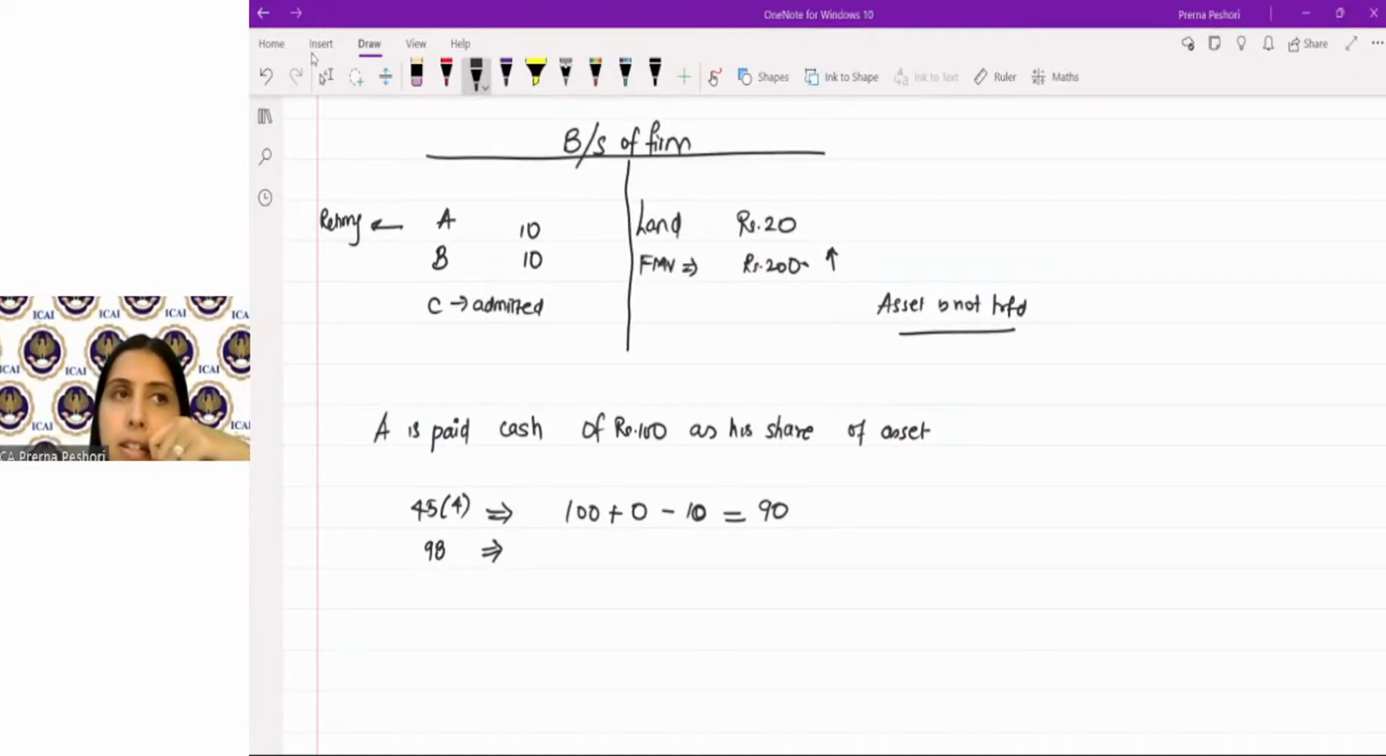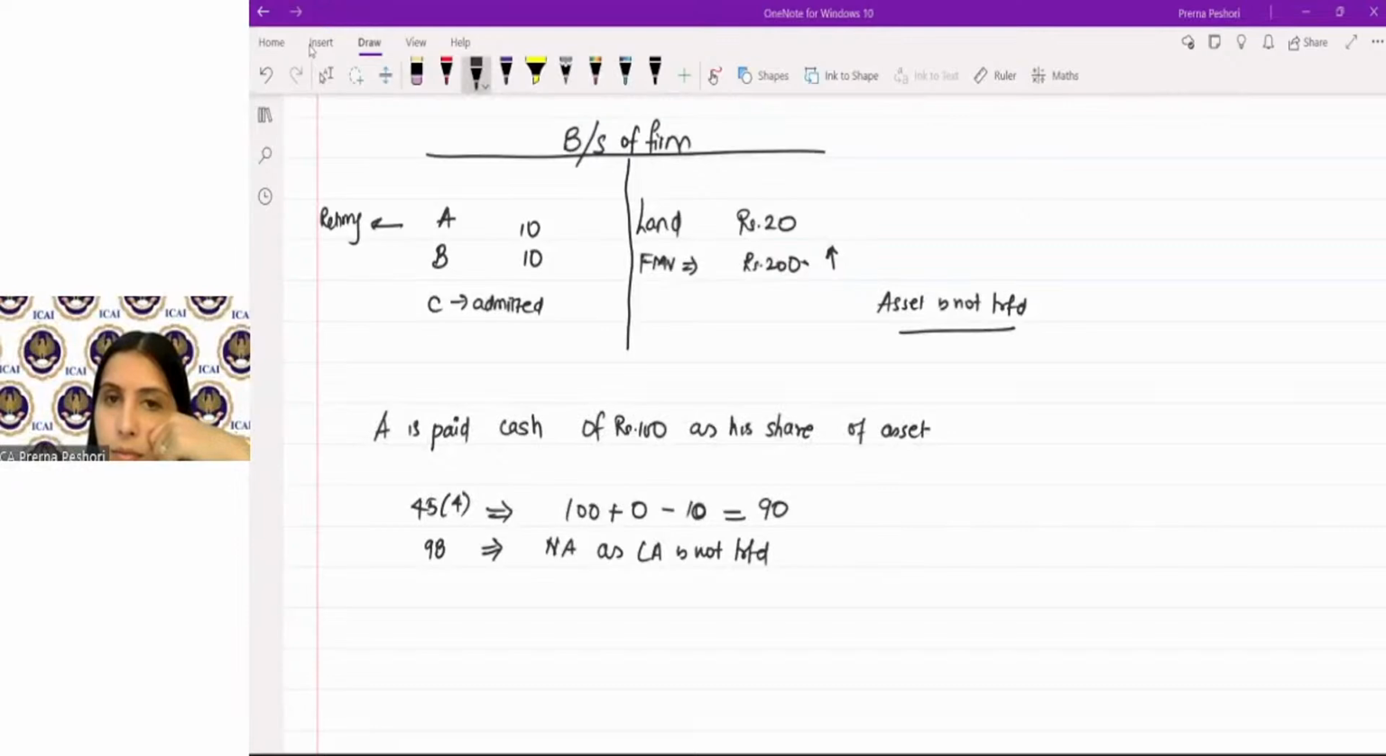Whether 9B will be applicable over here? The answer to that is no. Because when is 9B applicable? When a capital asset is given. Here, the money is given and not the capital asset. So here, 9B will not be applicable as capital asset is not transferred. Are we clear? So here 9B is not going to be applicable. Clear?